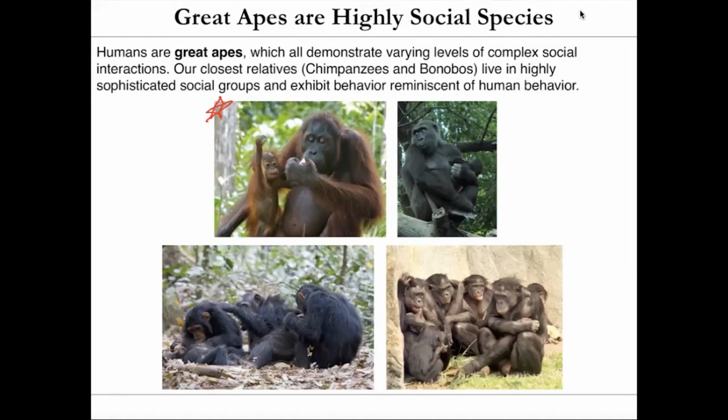So, if you go to the zoo and you see a chimpanzee, you're more closely related to that chimpanzee than an African elephant is to an Indian elephant, for example. So chimpanzees and bonobos live in highly sophisticated social groups that can be quite large and extremely complex. And this is obviously an active area of research for many, many years because it gives us insights into human societies.